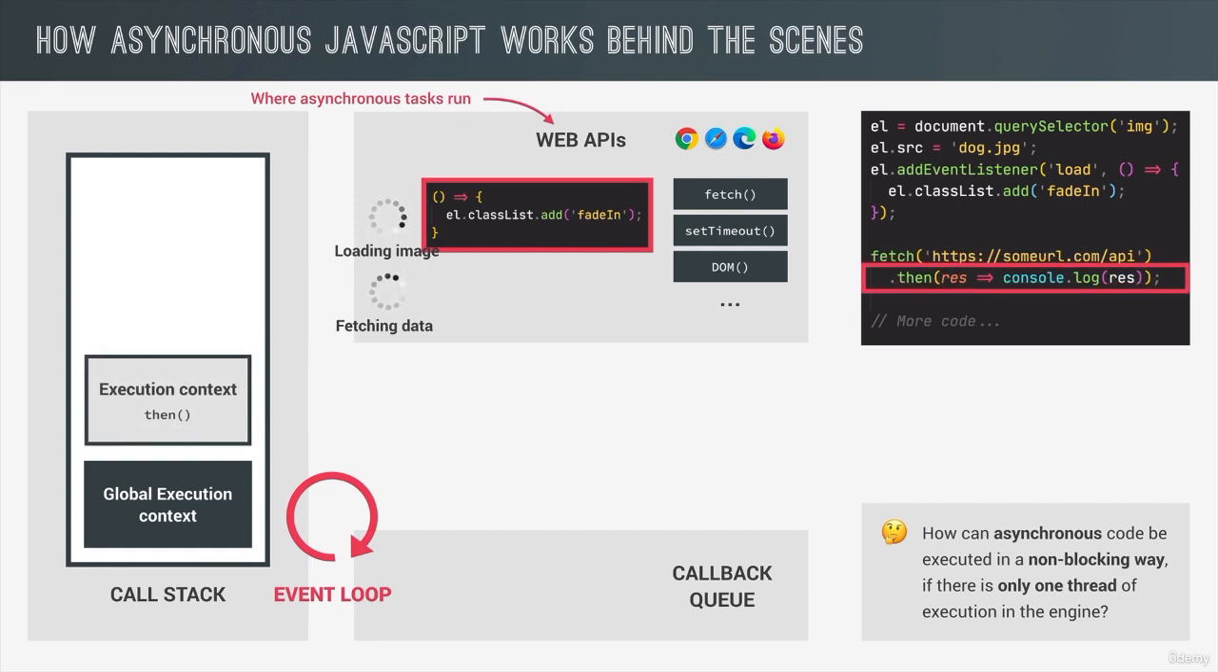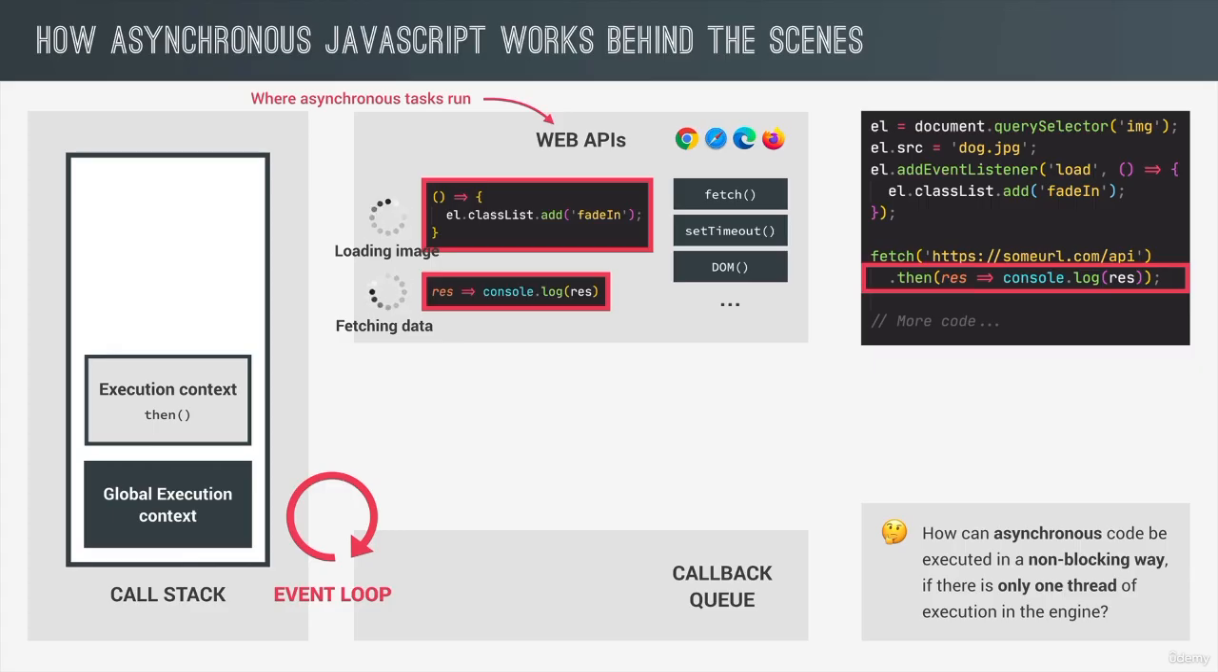And this will also register a callback in the web API's environment so that we can react to the future resolved value of the promise. So this callback is associated with the promise that is fetching the data from the API. And that's going to be important later on.